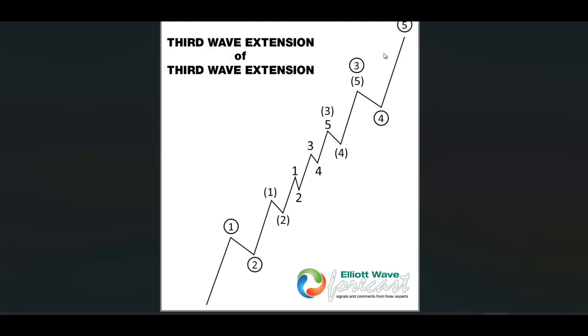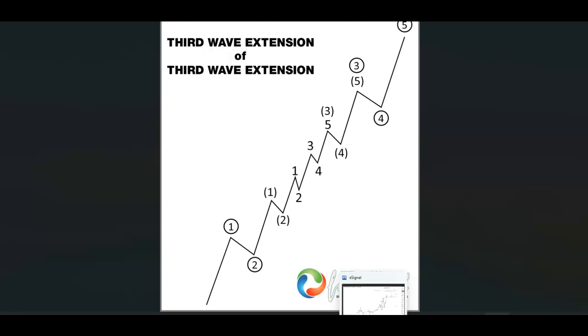It is an advance that goes and creates an extension within the 3 main impulses, either 1, 3, or 5. In this case, it was wave 3. So now let's take a look at JP Morgan.